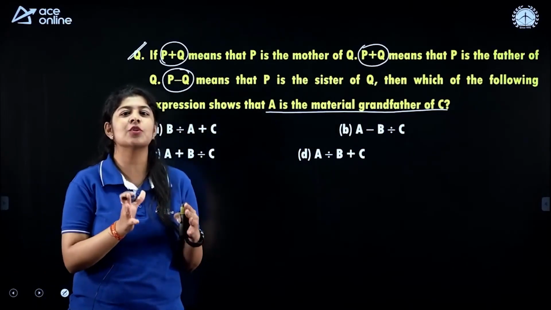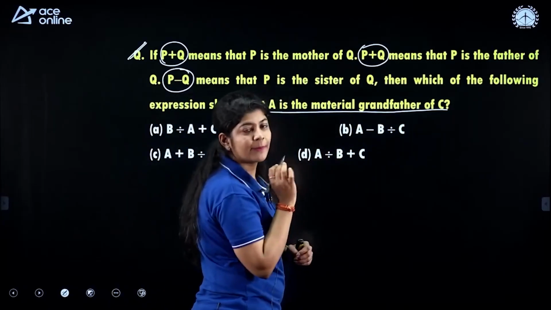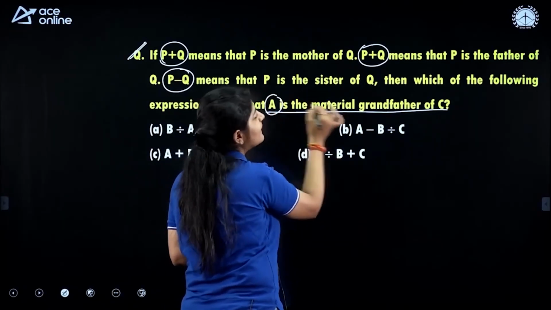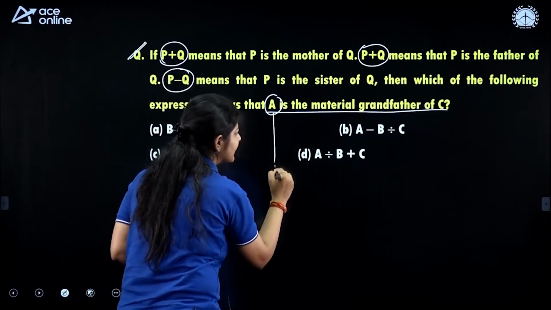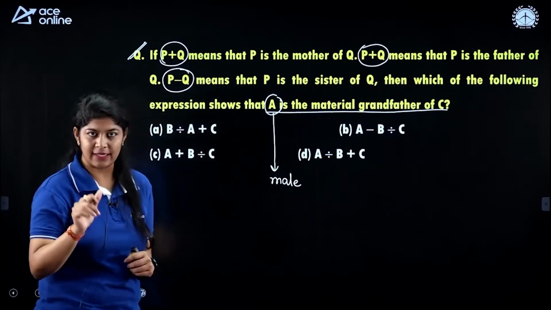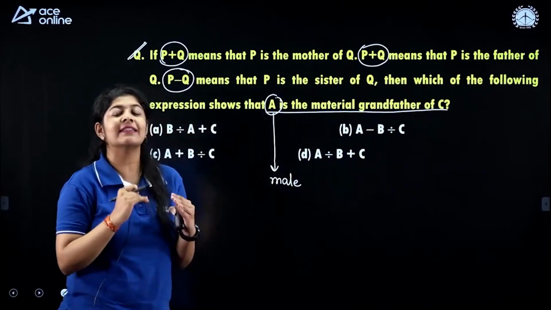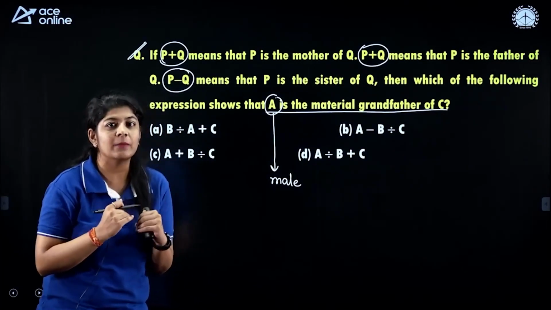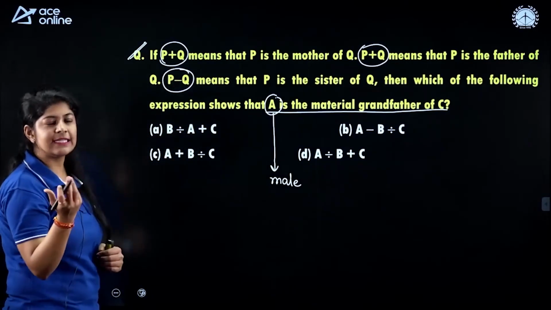Maternal basically shows us the mother side, right? But here what we need to determine is that A is a maternal grandfather, right? So from this we can easily say that A is a male. A is a male, right? And if A is a maternal grandfather of C, that means there is a generation gap in between A and C, right? Okay, let's consider one example, right?